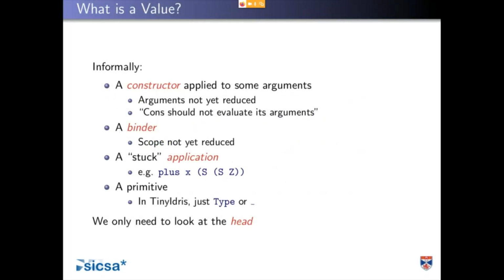So what is a value? What is a head normal form? It can be any one of these things. It could be a constructor that's applied to some arguments, so a datacon or a tycon, data constructor, type constructor. At that point, we'll know what the constructor tag and name is. We'll know how many arguments it has, but we won't necessarily have reduced the arguments. I'm talking about head normal forms here. We know what's at the top of the value. We know what the head of the value is.